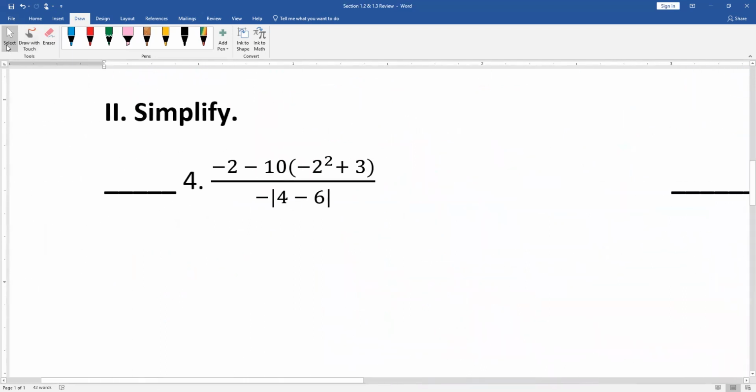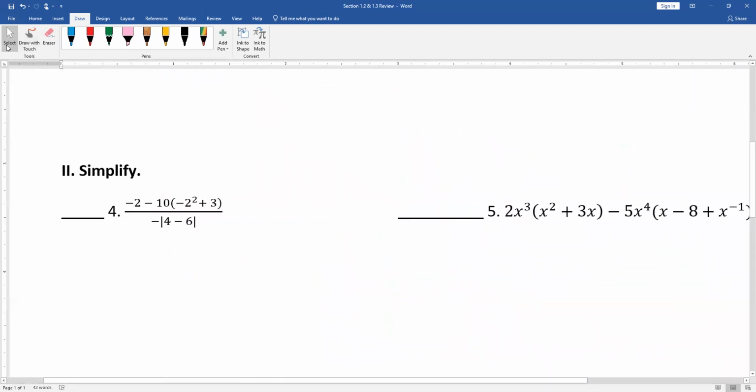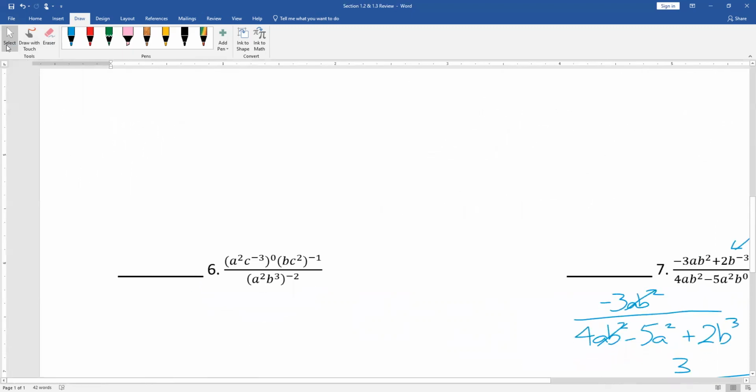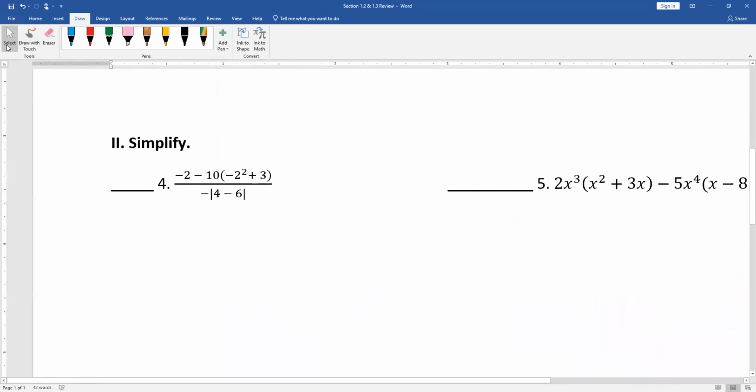Let's move on. For the rest of these, we're simplifying. Number 4 is all numbers, no variables, so we're using order of operations and our understanding of adding, subtracting, multiplying, and dividing by negative numbers. Once we get to number 5 and number 6, we're using the distributive property as well as our properties of exponents to simplify. But we're going to end up with an algebraic expression instead of just a single integer as our answer.